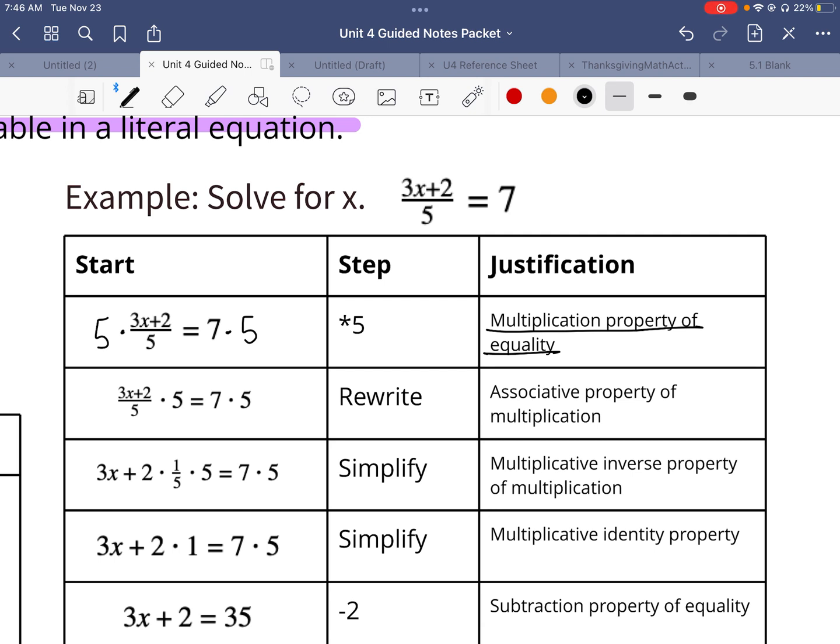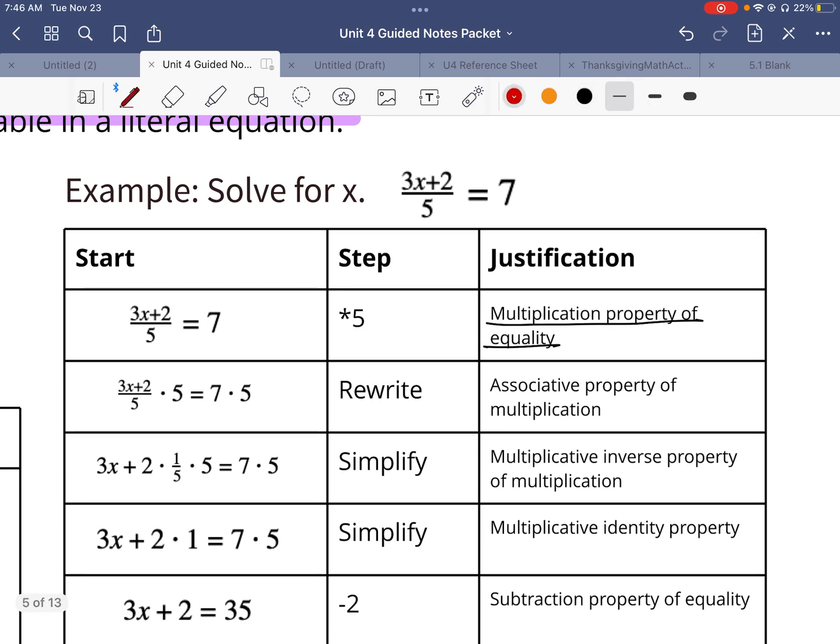That was from 4.1. Remember, it says that as long as you do it to both sides, you're going to stay equal. So if you want to multiply by 5 over here, that's fine. You also have to do it here in order to keep it equal. Then we jump down here and we have 3x plus 2 divided by 5 times 5 equals 7 times 5. All that we've done is take these 5s that I added and put them down here. Then we're going to rewrite it.